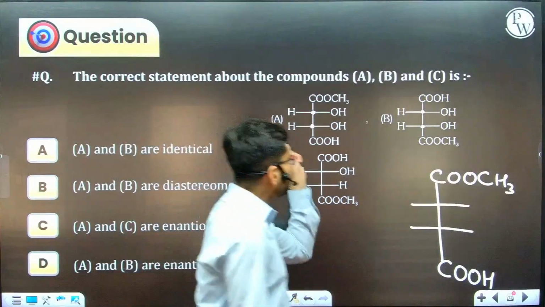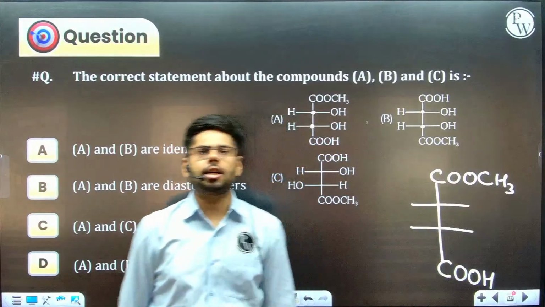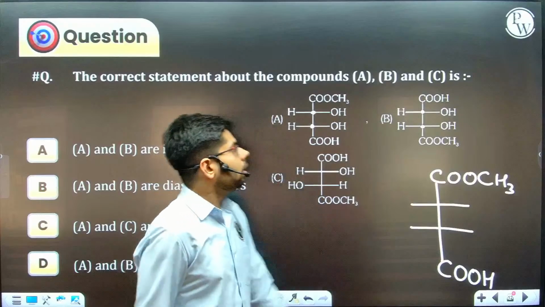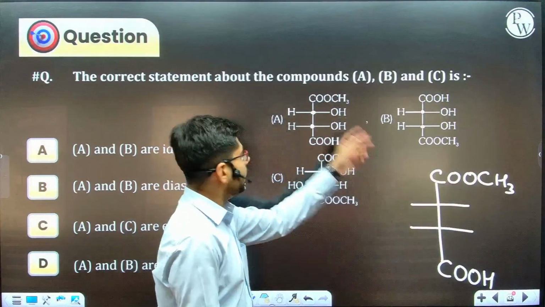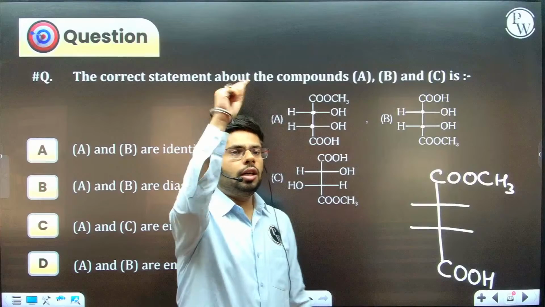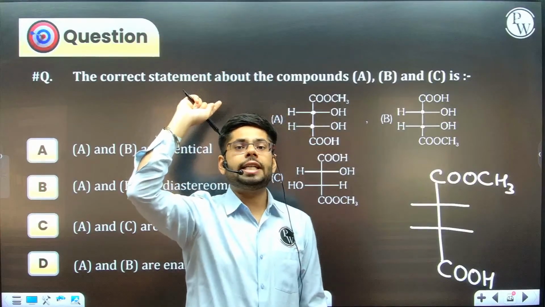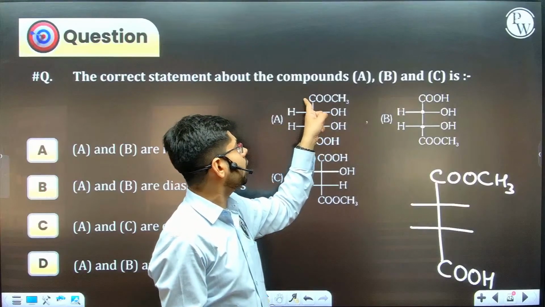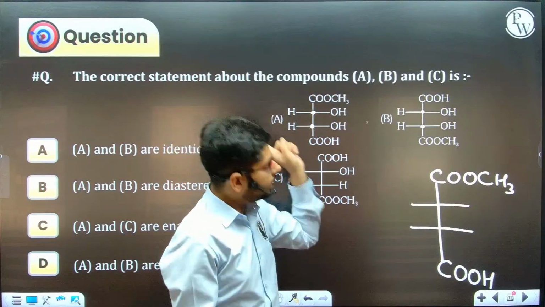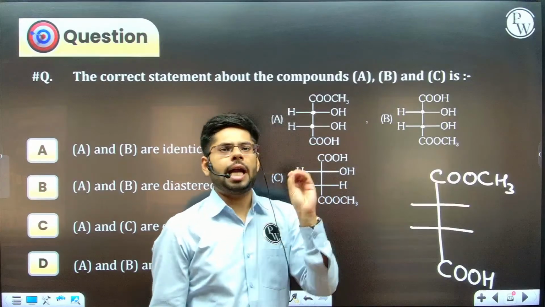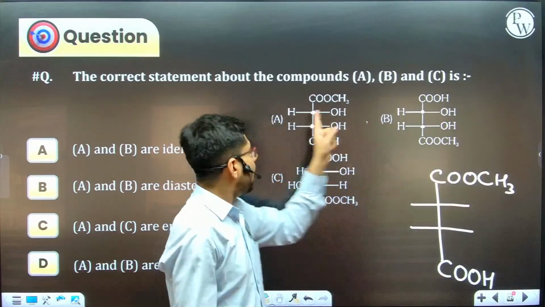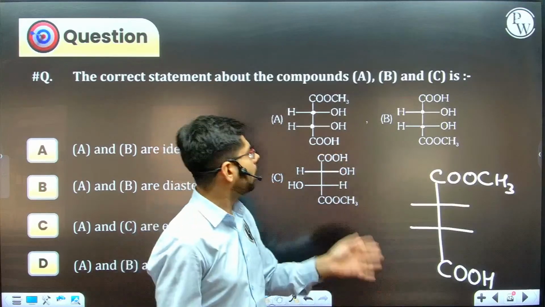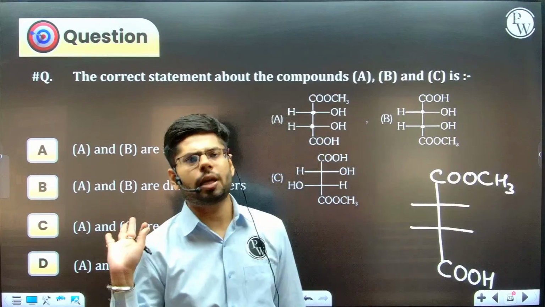If I want to compare whether A and B are identical or enantiomers or diastereomers, I need to ensure that in both A and B, the group along the vertical line is the same at the top. That means if COOCH3 is at the top here, then COOCH3 must be at the top in B as well. And COOH must be at the bottom in both the compounds. After that only I can start comparison.